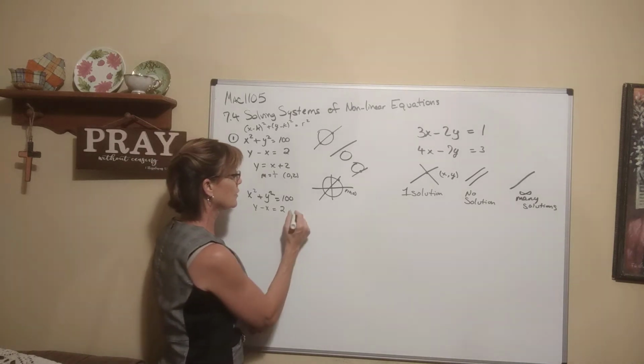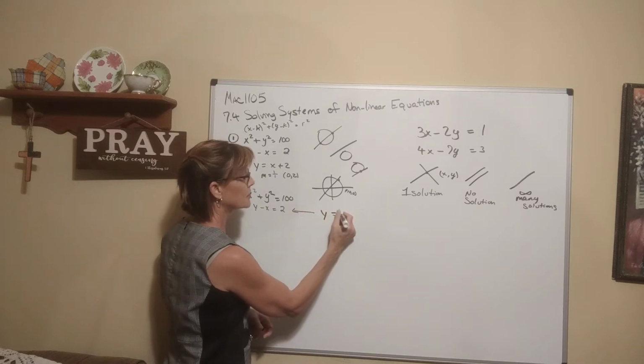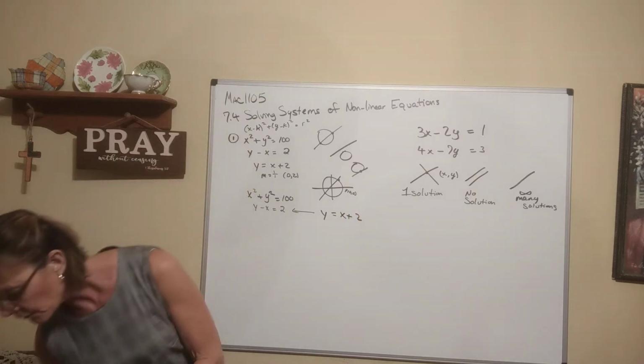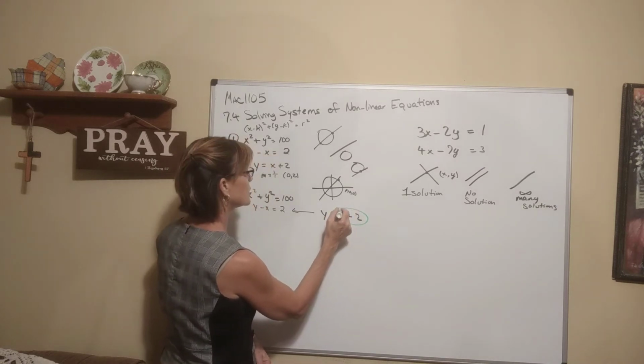So I'm going to start with the second equation here and say, okay, y is equal to, I'm going to add x to both sides, x plus 2. All right, now what I'm going to do is substitute this expression for y into the first equation.